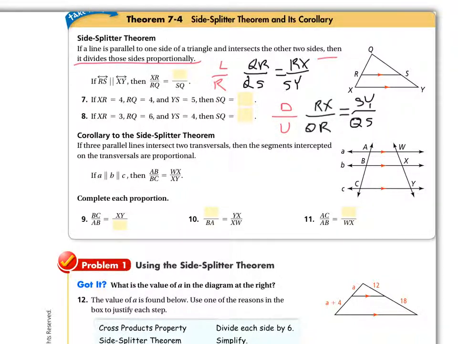And so there's two other proportions that we could have set up as well. I mean, we can still do this side is to this entire side as this side is to this entire side if you wanted to, but a shortcut is to just take the little pieces. They're proportional to each other. And so let's look at problem 1.